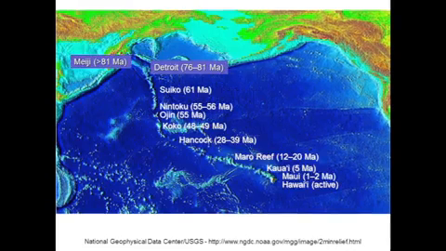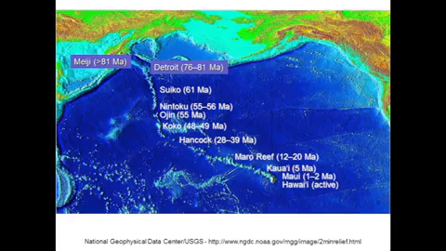So if we look at the locations of seamounts or underwater extinct volcanoes in the Pacific, we see a chain that extends from the Aleutian Islands southward, and those seamounts are called the Emperor seamounts. And if you date the age of those seamounts, you'll see that they end up being about 80 million years on the northern extent, all the way down to about 48 million years on the southern extent.